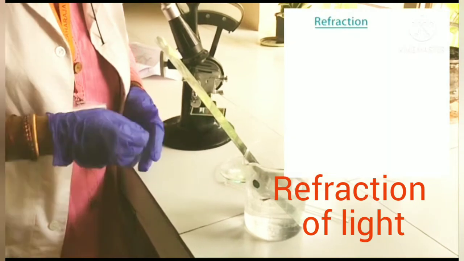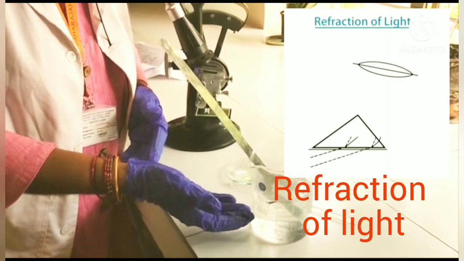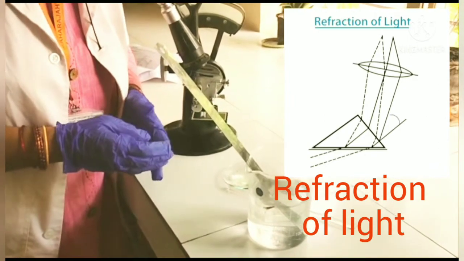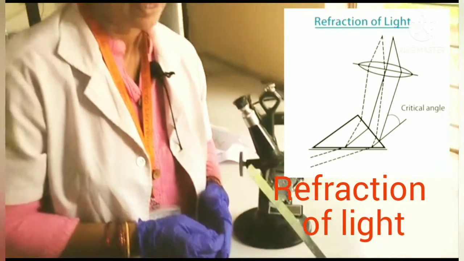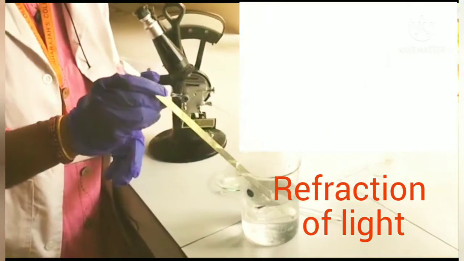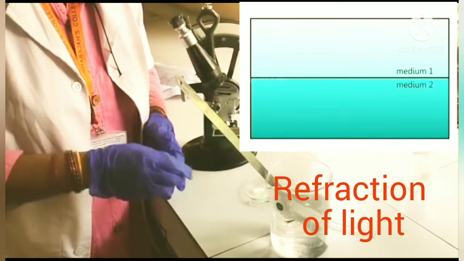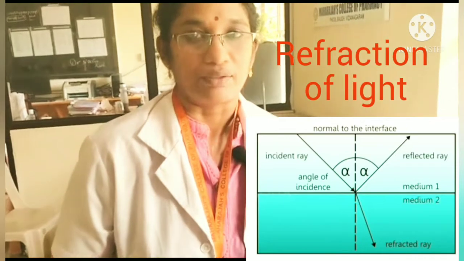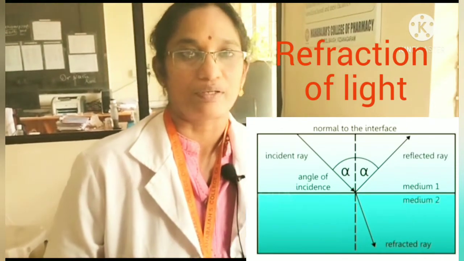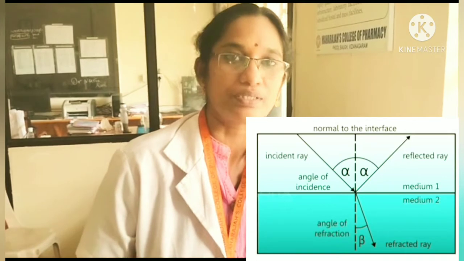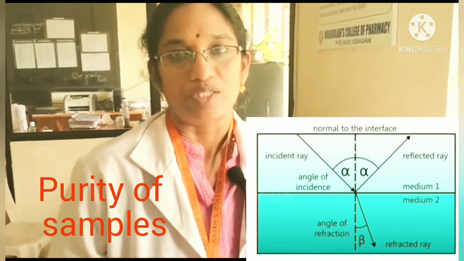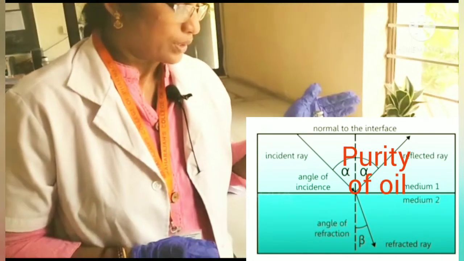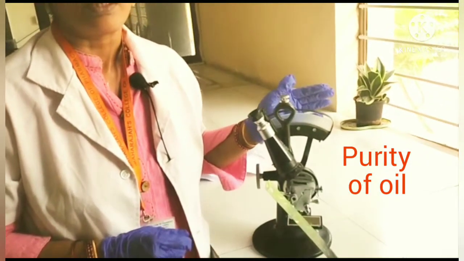When light rays pass from a lighter medium into a denser medium, that is from air into the water in this case, the light rays get bent. This bending of the light rays is called refraction, and because of this refraction, the scale appears to be bent when it is dipped into water. This simple physics of refraction of light can be used in pharmacy to study the purity of samples, especially purity of oils. So today we are going to study about the purity of oils.